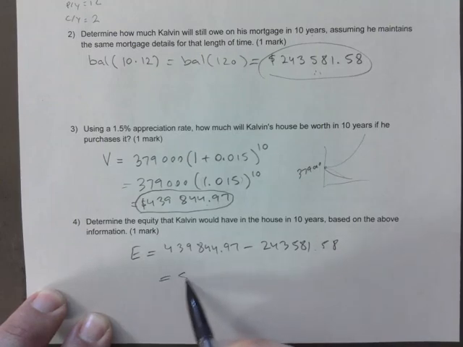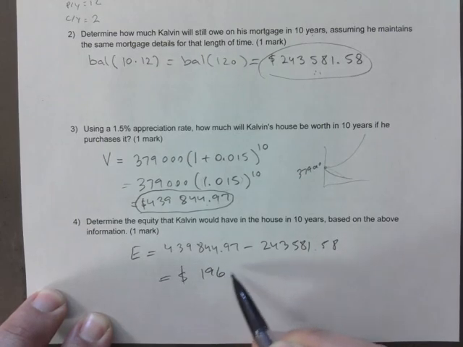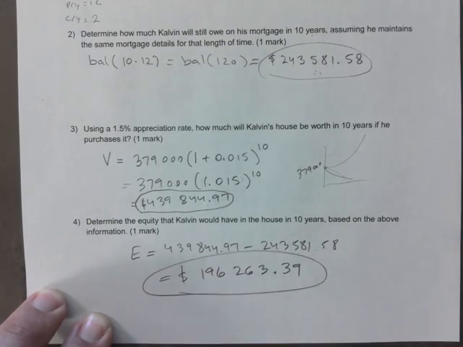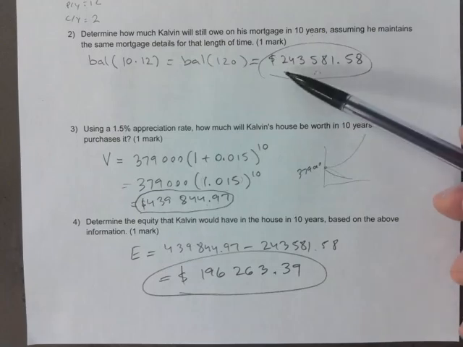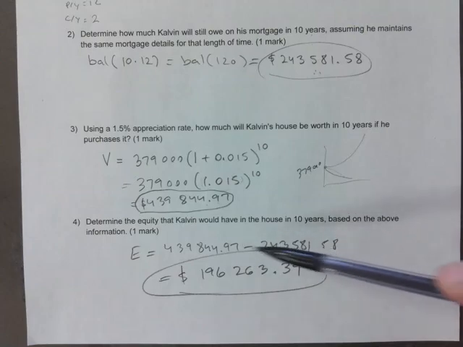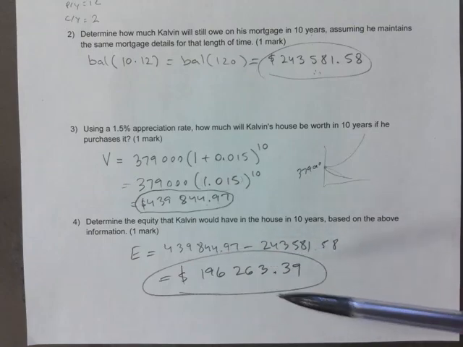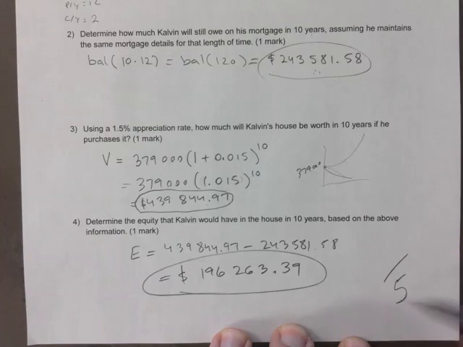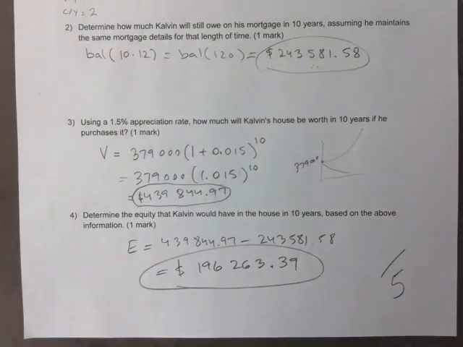243,581.58. You get 196,263.39. And of course, if you get different answers up here, then I would just want you to show me the work so you'd still get the mark there. So in this case, 2, 3, 4, 5 marks for this front page. Then we go to the back side.